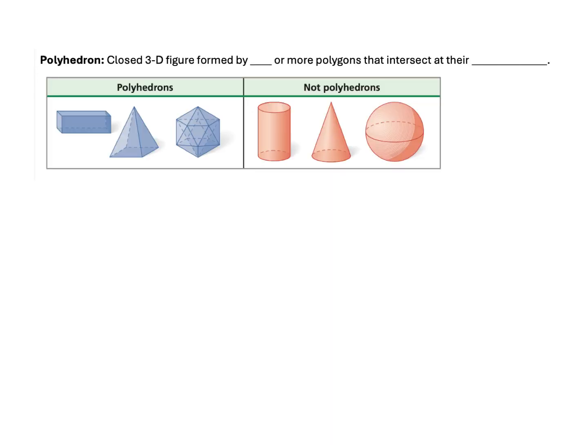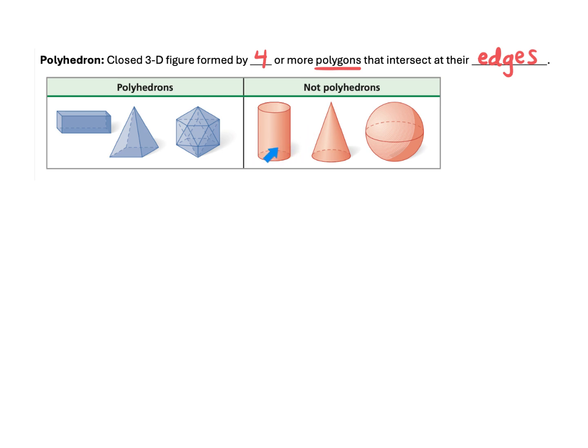Before we get to the Pythagorean theorem in 3D, let's talk about a polyhedron. This is an important vocab word for this unit. A polyhedron is a closed figure that's formed by 4 or more polygons that intersect at their edges. The key for a polyhedron is it must be made up of all polygons. So you can see some examples here where all of the faces are polygons.